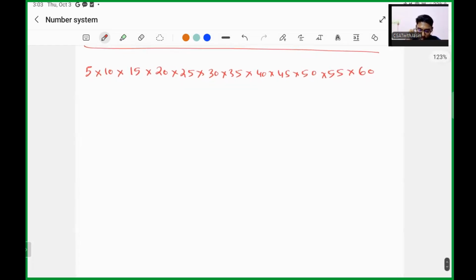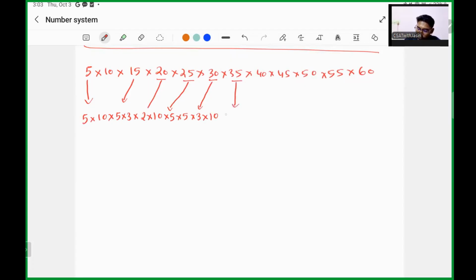Okay. So now let us see what the answer is. Here again we have to split this out. 5 I am writing as 5 itself. 10 I am writing as 10 itself. 15 I have to write as 5 into 3. Now 20 I can write as 2 into 10. 25 I need to write as 5 into 5. 30 I can write as 3 into 10. 35 I can write as 5 into 7.